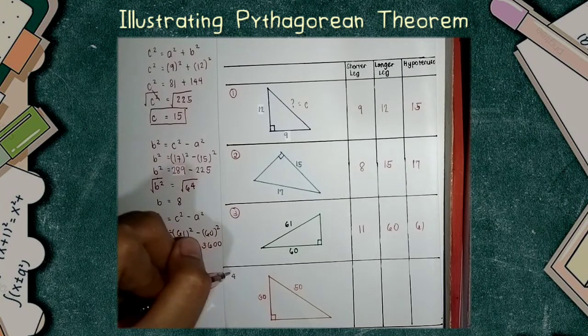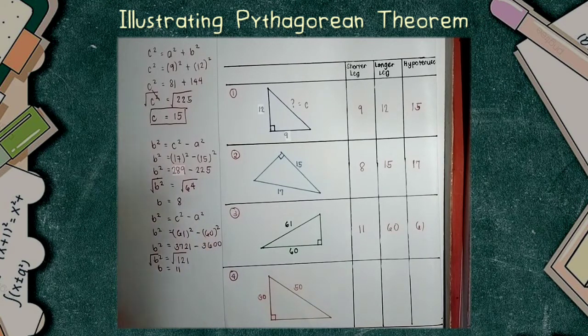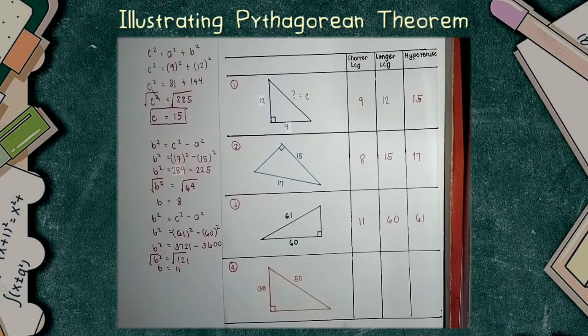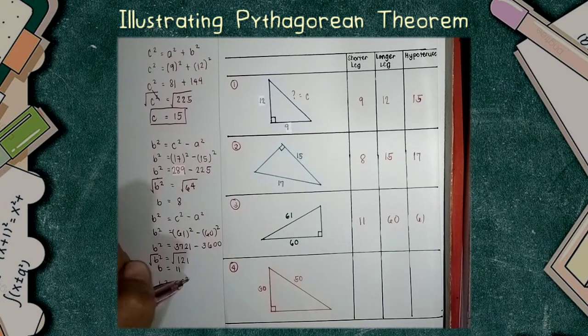Okay, and last example is number 4. The given is the hypotenuse and the other leg. Pwede natin gamitin maalin yung A squared and B squared. So, pwede silang magkabaliktad. Pwedeng yung A ang magiging longer leg at B naman yung shorter leg natin. Gamitin na natin yung B squared. B squared is equals to C squared minus A squared.